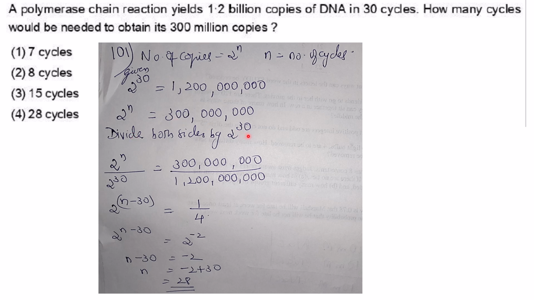Now divide both the sides by 2 raised to 30. So 2 raised to n minus 30 is 1 by 4. So 2 raised to n minus 30 is 2 raised to minus 2. N minus 30 is minus 2 and n is equal to 28. So the answer here is option 4, that is 28 cycles.